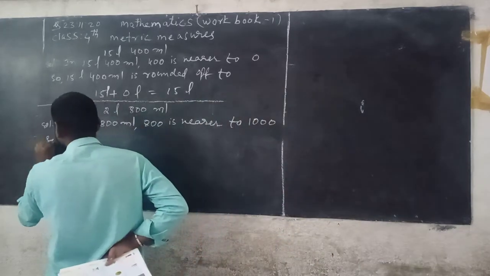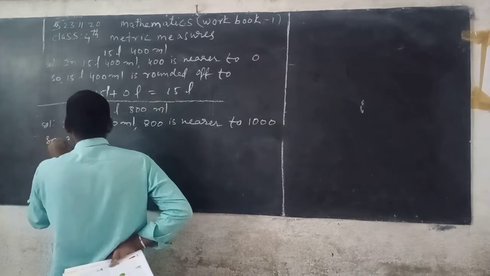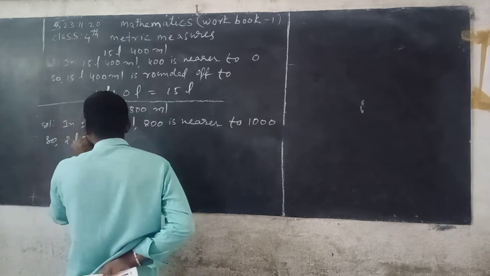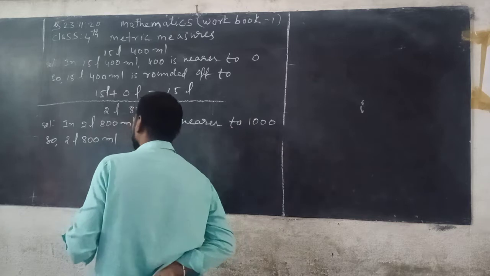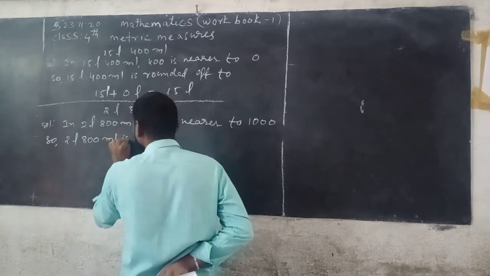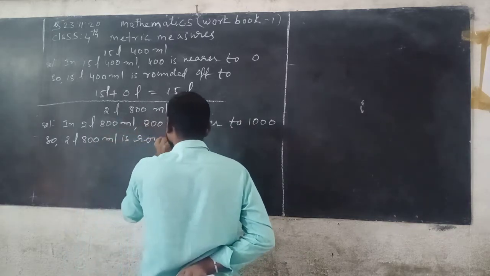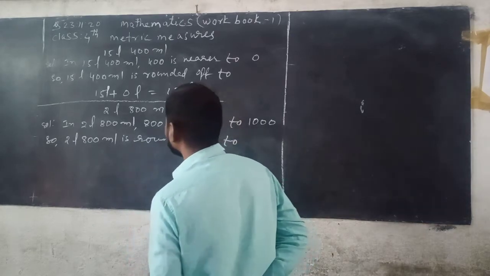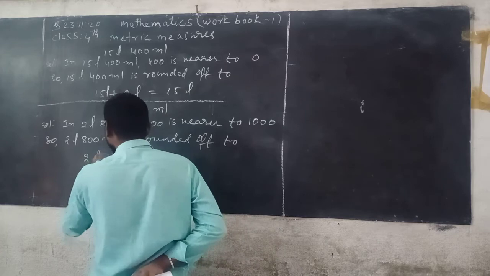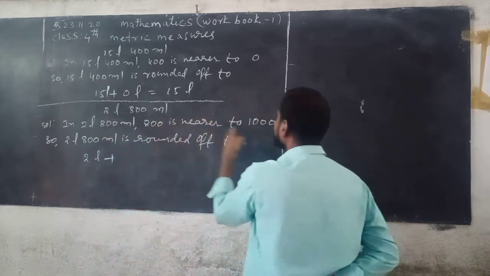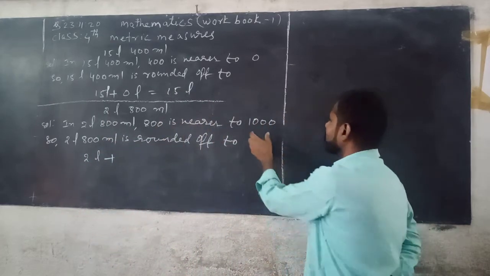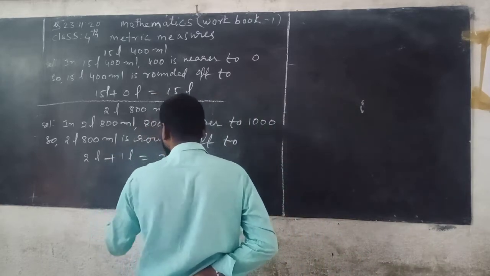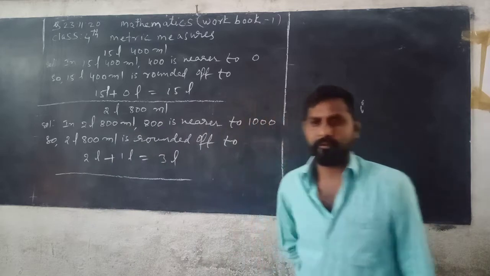So 2 liter 800 milliliter is rounded off to 2 liter plus 1 liter, since 800 is nearer to 1000, and 1000 milliliter make 1 liter. 2 liter plus 1 liter, you can get 3 liter. Write down everybody.